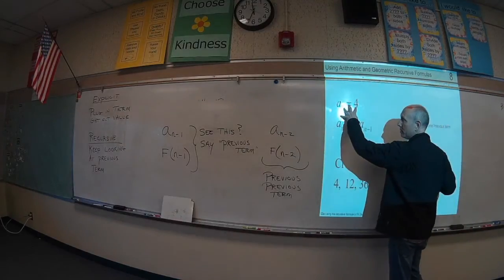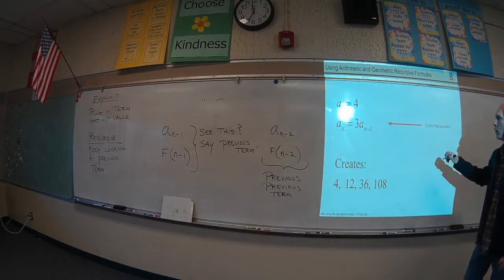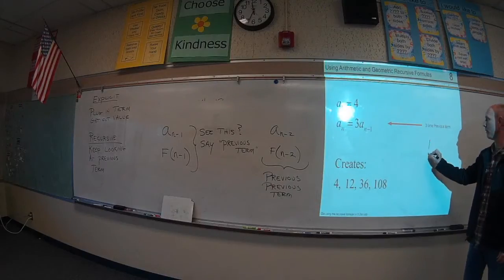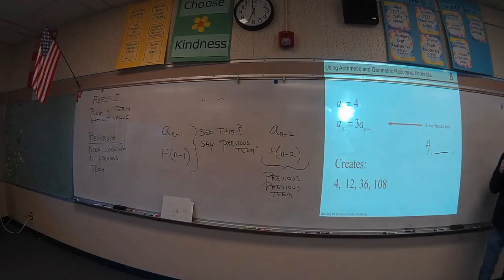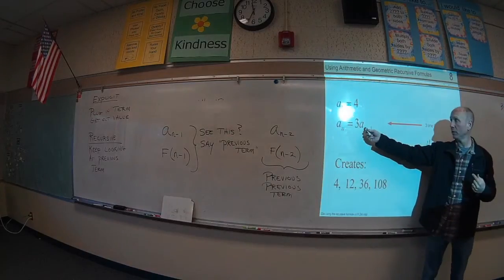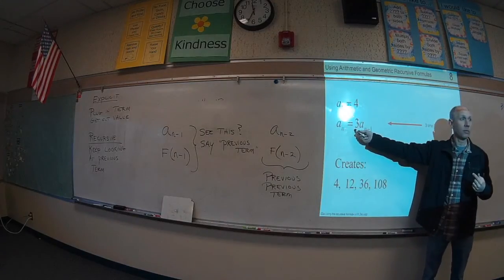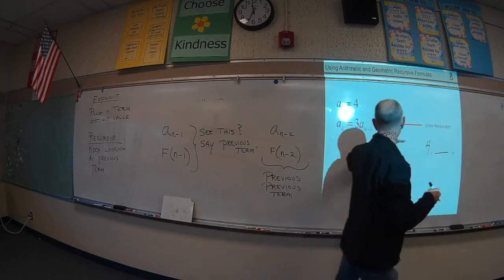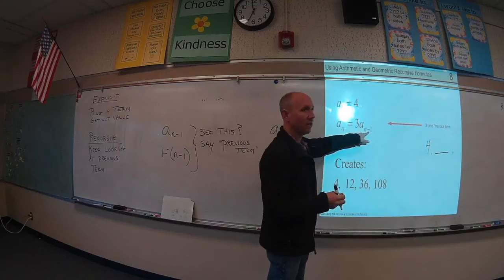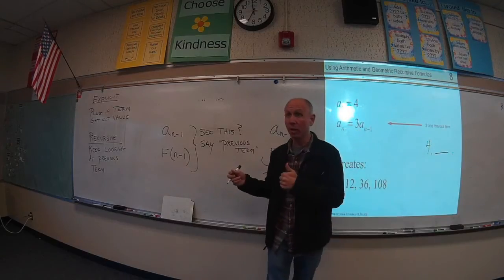This is what you're going to be given. What is the value of the first term? 4. I go to the second term. And it says, what's it tell me to do? Look backwards and do what? Multiply by 3. That's exactly what it's doing. Right here, what is it telling us to do? Look back. And then do what? It's saying look back and multiply it by 3.